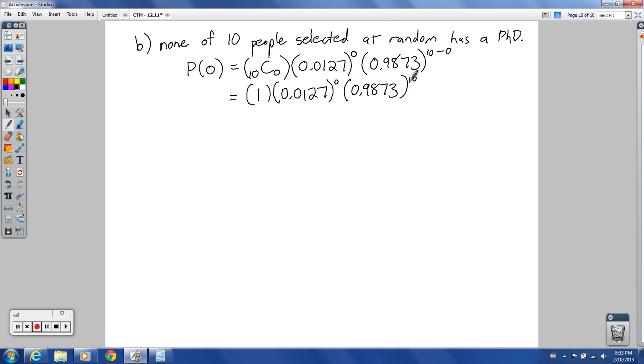So at that point, I would say just put that into a calculator, see what you get. This and this, you don't even need to do that part, because this is going to be 1. Anything to the 0 power is 1, except for 0 to the 0 power, which is just crazy. And then this, 0.9873 to the 10th power, that ends up being what you are about to see here.